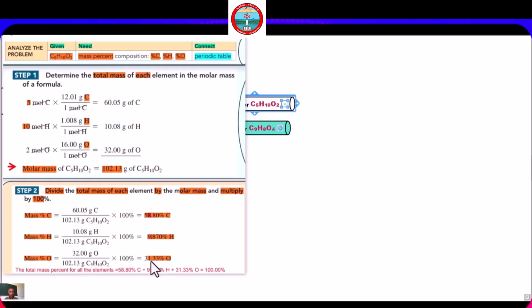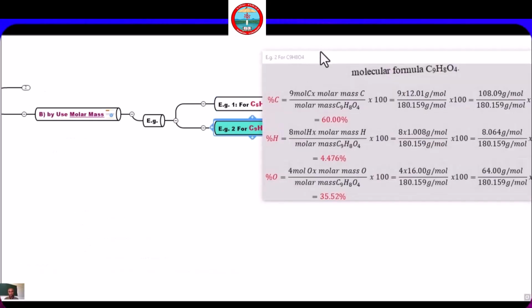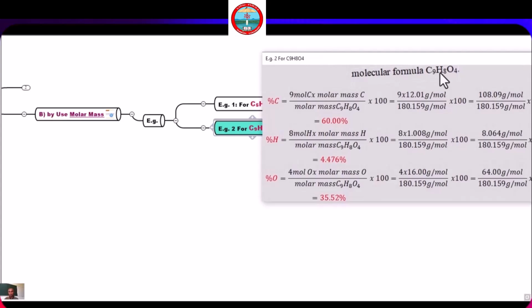Note that the total mass percentage of all the elements in the compound becomes 100%. This is how to calculate the percentage mass. Example 2, calculate the percentage mass of carbon, hydrogen and oxygen in this compound. The percentage mass of carbon is equals to, we have 9 mole of carbon here, then multiply 9 by the mass of the carbon and divide by the total molar mass of the compound, that is 180.159 gram.